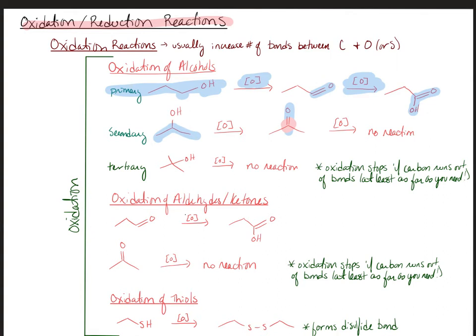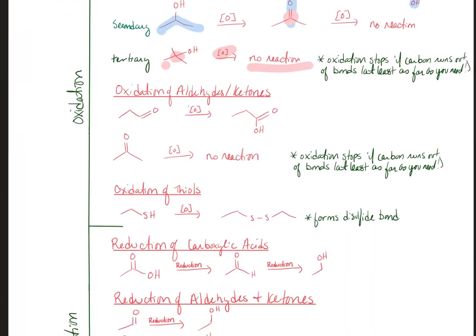And this is what happens with a tertiary alcohol too. This carbon right here, if you undergo oxidation, there's no reaction that can take place because it can't bond more than 4 times. So when you run out of bonds that carbon can have, you're done. That's it. Stop. Okay?